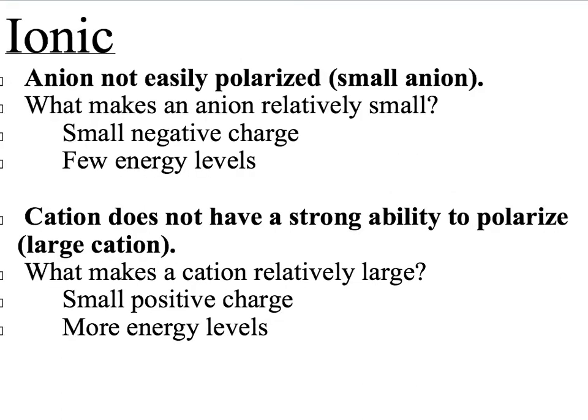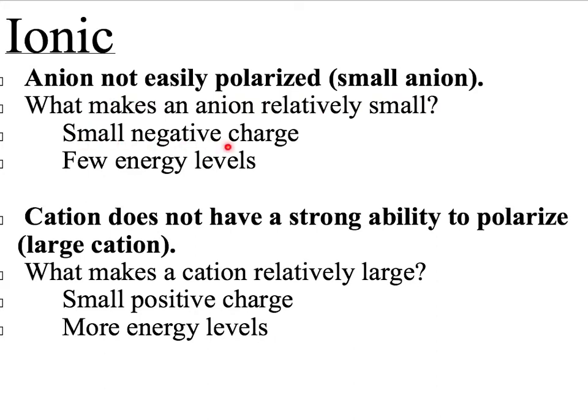Alright, so on the ionic side of the spectrum, what we're looking for in something that's going to be more ionic, so we're talking pure stealing here, is that my anion is not easily polarized. Its electron cloud cannot be distorted easily, and that is typically a small anion. The smaller the anion, the tighter it holds its electrons, so they won't be able to be polarized or distorted easily. So what makes your anions relatively small?